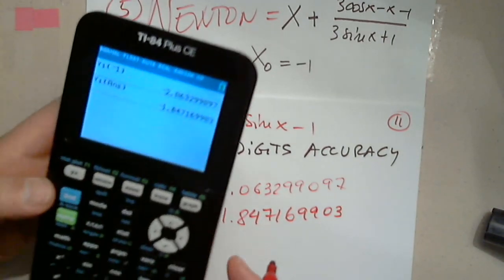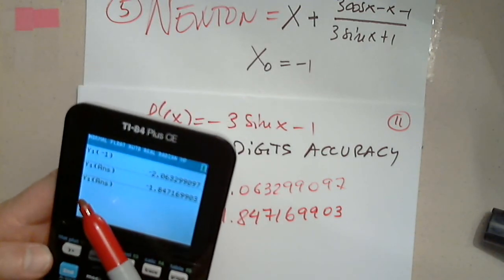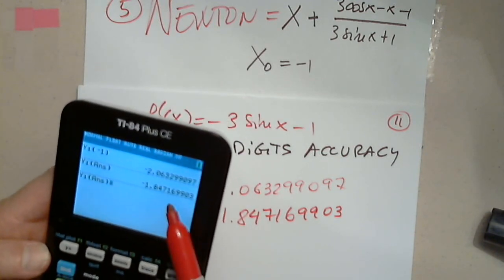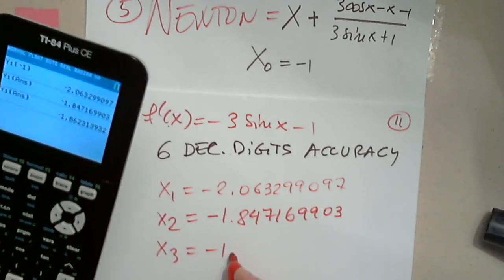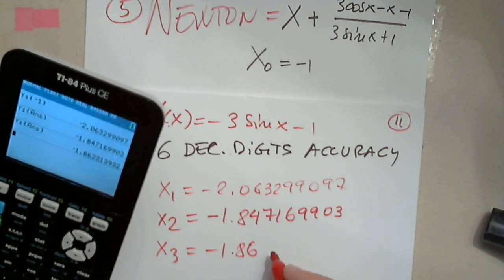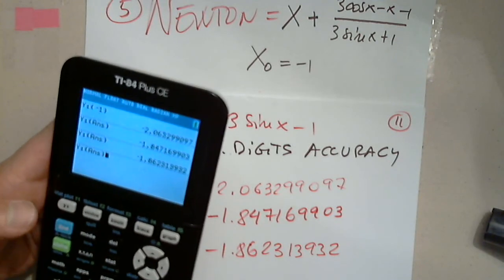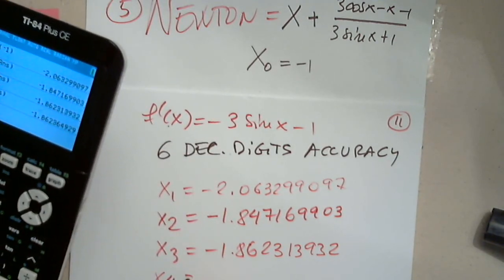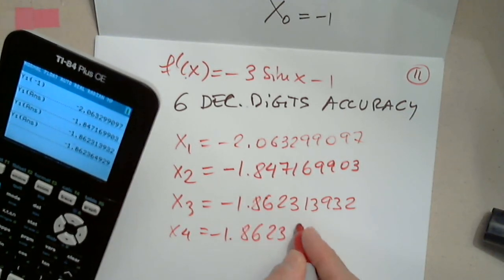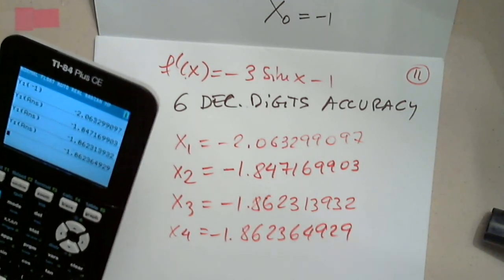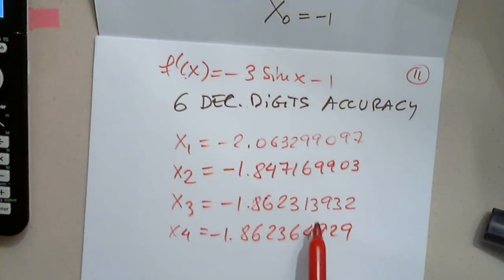Now for x3, I don't have to do anything else, just copy the previous entry, and the function will be evaluated now at this point, and press enter. So I have negative 1.8623133932. I repeat as many times as I need. x4, the fourth iteration, is negative 1.86236499. And we said 6 decimal digits, 1, 2, 3, 4, 5, 6.